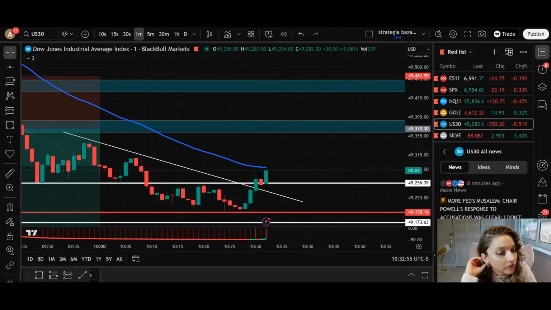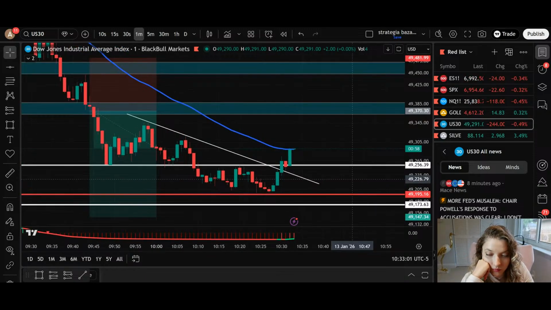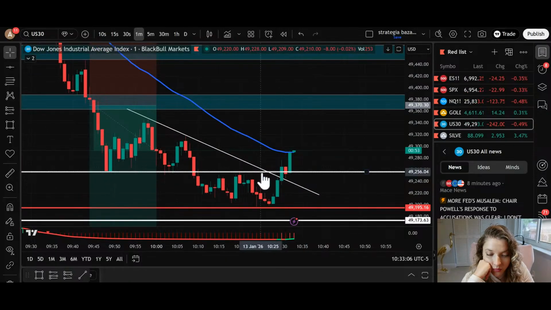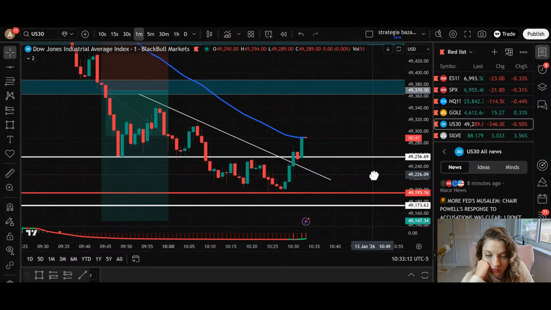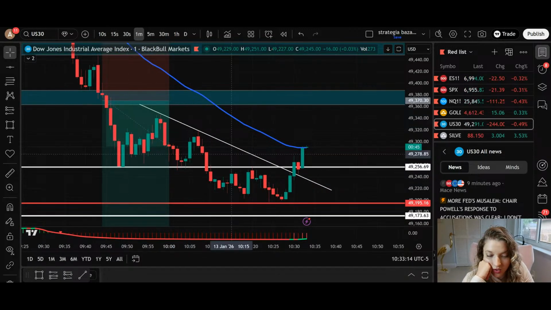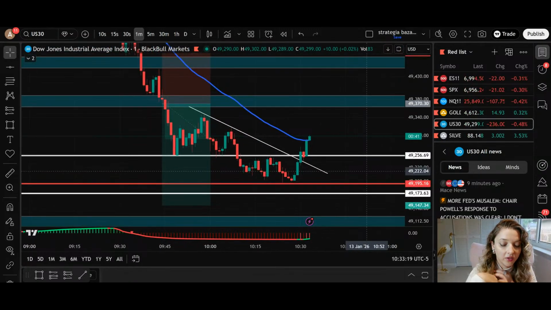Yeah, very similar. Very similar. Like right now, if I was in this trade, I'd take the profit right here below, just when it breaks this white line. That's it. I'm out. Because I will be already in profit. Out. Wait for the next.